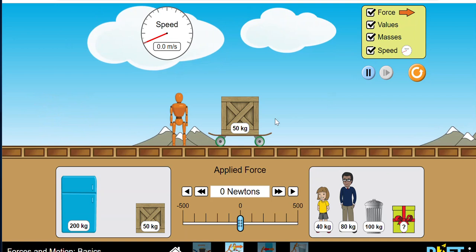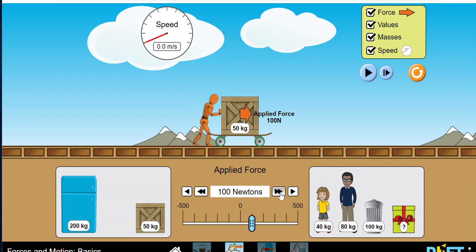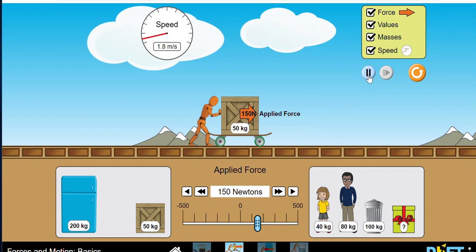First time through, you'll be applying various forces to a 50 kilogram load. Notice that our speedometer is shown here both in the dial and digitally. I can apply a force. I'm going to pause this. You'll see why in just a moment. I can apply, say, 150 newtons to this 50 kilogram box, and I'll go ahead and start this.